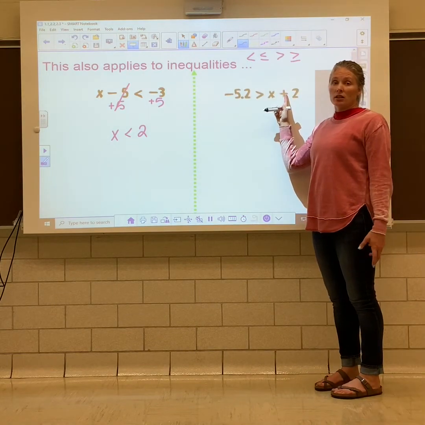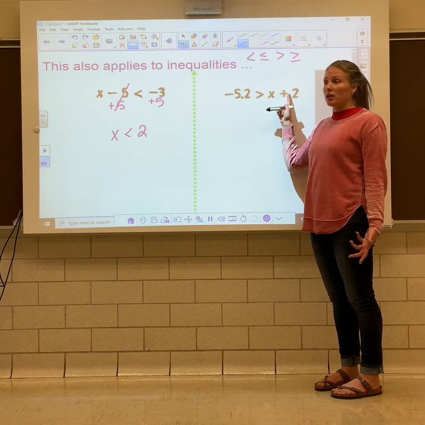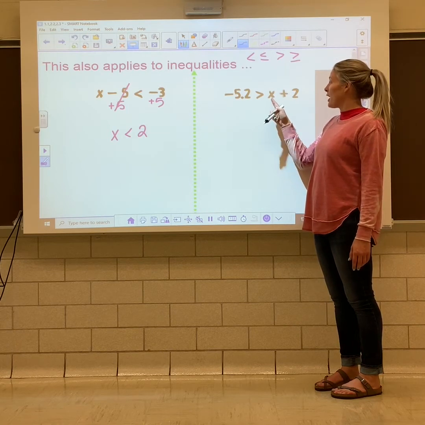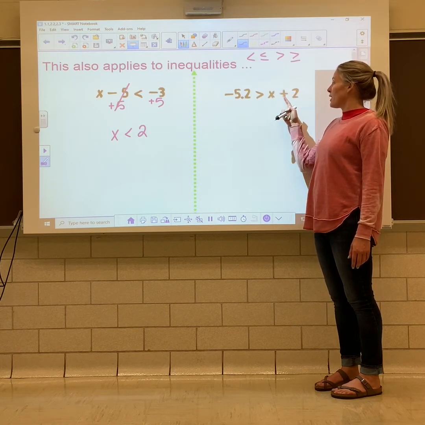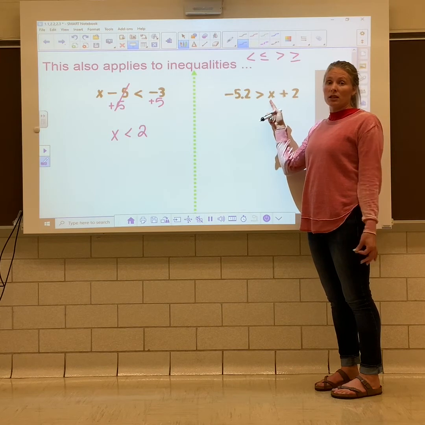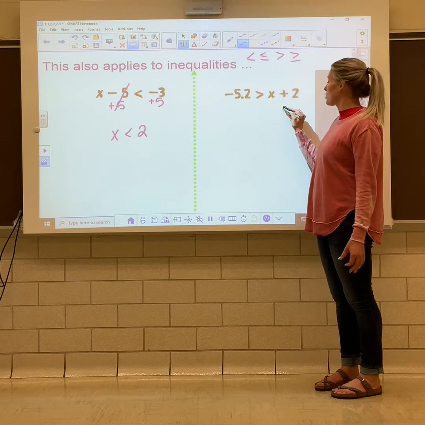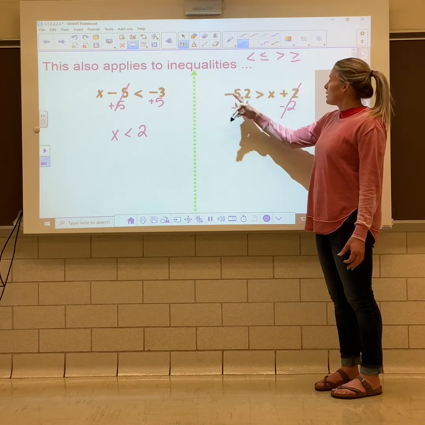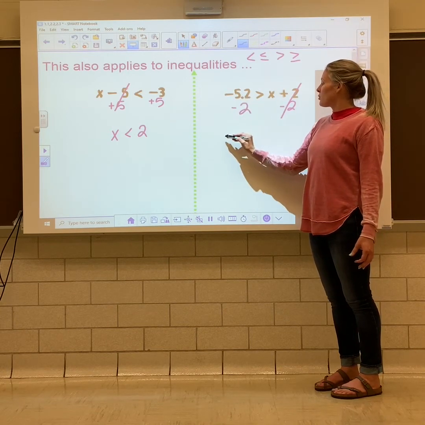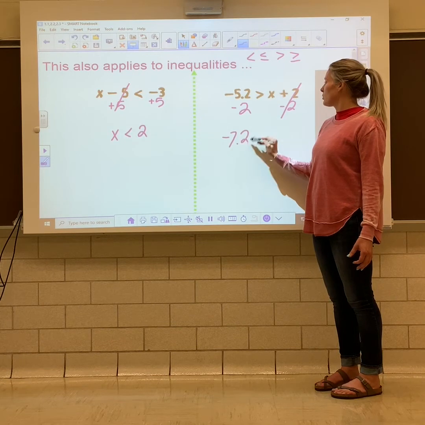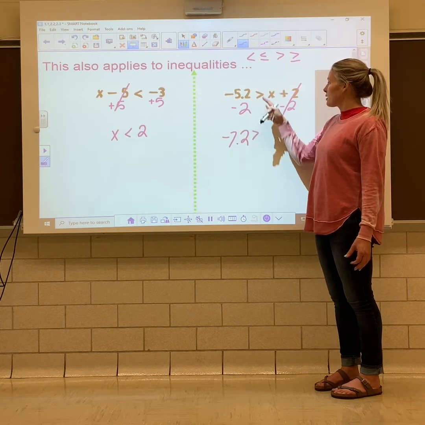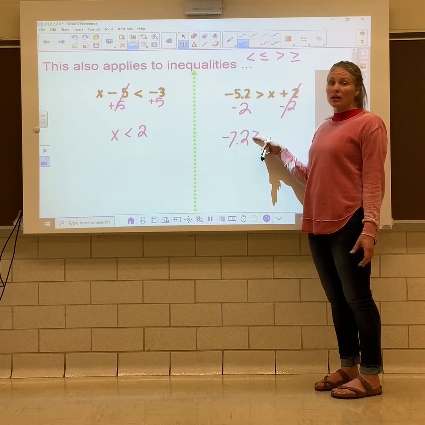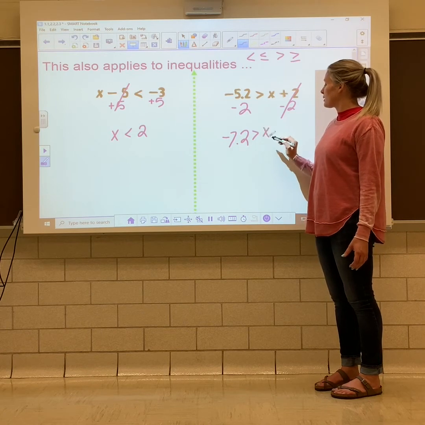Alright, even with addition, we're still working with inverse operations. I want to isolate the x. Since 2 is being added onto the x, I'm going to use the inverse operation and subtract 2 from both sides. Negative 5.2 minus 2 is negative 7.2. Is greater than, my symbol just drops down, I keep it the same, x.